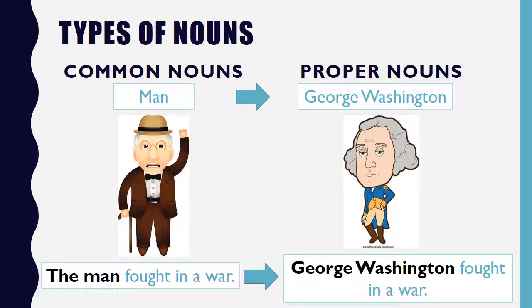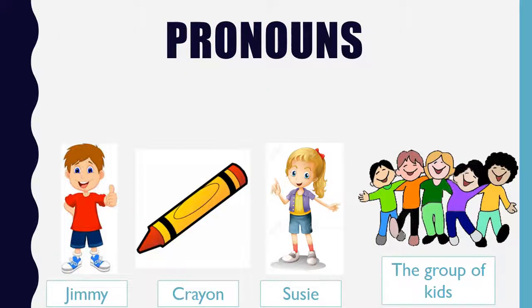Pronouns are the next part of speech. A pronoun is used in place of a noun. These nouns that are replaced by pronouns could either be a common noun or a proper noun. For example, I can replace the proper noun Jimmy with he or him.